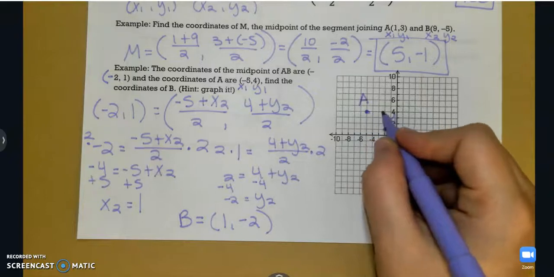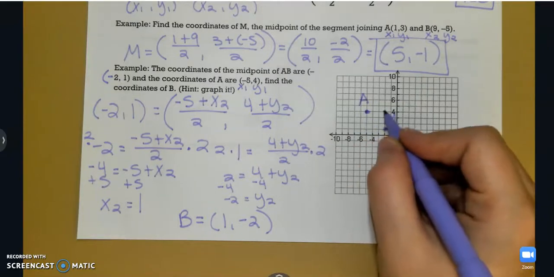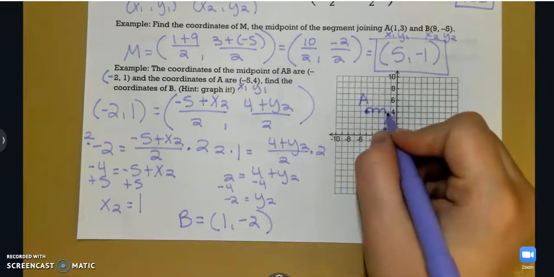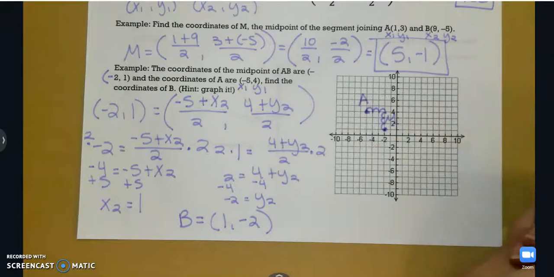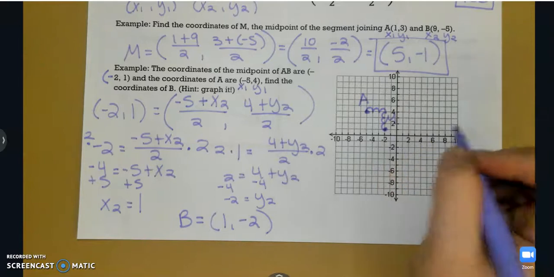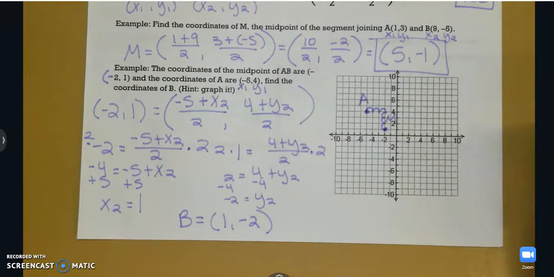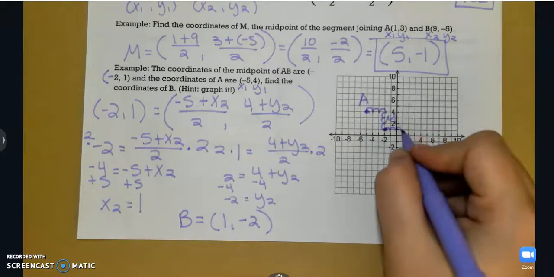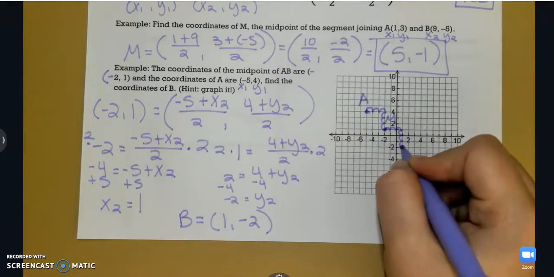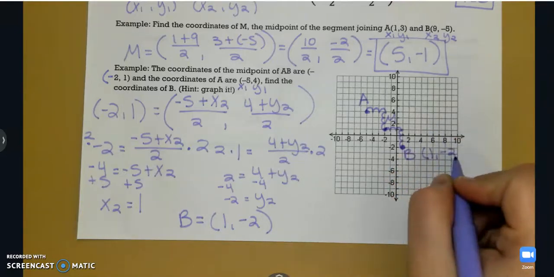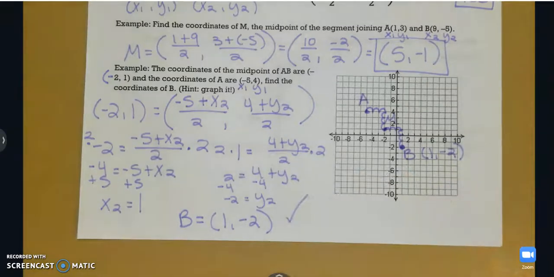So let's figure out how on the graph I would go to the right and down to get to M. So that would be 1, 2, 3 to the right, and 1, 2, 3 down to get to M. And remember, M is the same distance away from B, so if I repeat those steps a second time, that will get me to the location of B. So let's go to the right 3, 1, 2, 3, and down 3, 1, 2, 3. So that would be B. And those coordinates are 1, -2, which is what we found when we did it algebraically. So 2 ways to solve that type of problem.